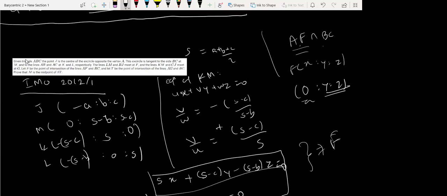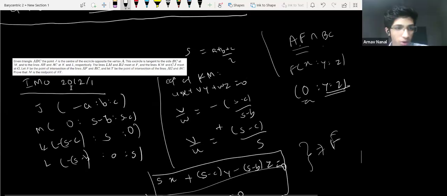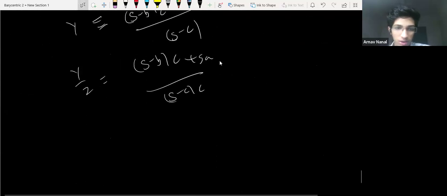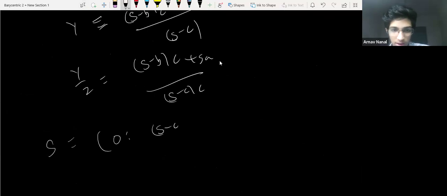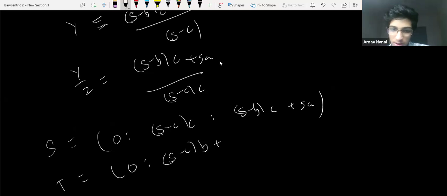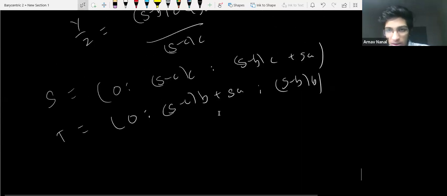Oh, yes, okay. So what we got was S to be 0 is to S minus C is to C is to S minus B is to C plus SA. Similarly, you will get T. Now we just do it by symmetry: S minus C is to B plus SA is to S minus B is to B. Is it correct? I hope it is. Probably it is correct. I assume it is correct.